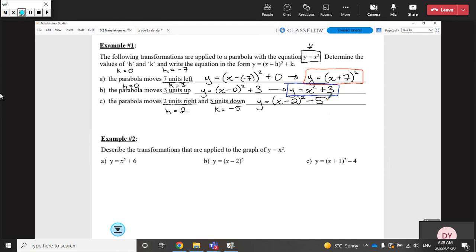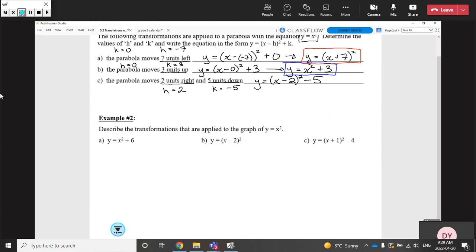Okay, now example 2. They want us to do quite literally the opposite here. They say, all right, we give you the equations, you tell us in words what the translations were. So again, this is all going back to the parent function. I know I sound like a broken record, but it's really important that I stress that because when we're doing translations, and even when you do them later on, it always goes to the parent. Okay, so what happened here?